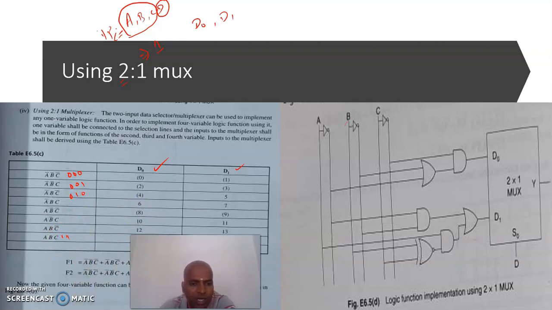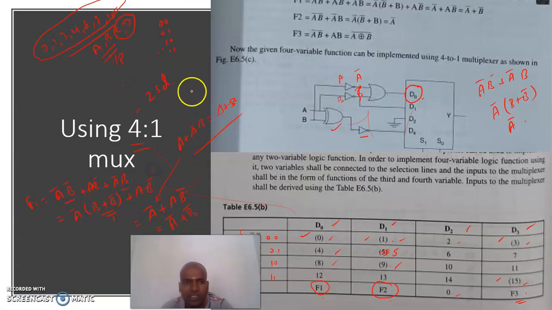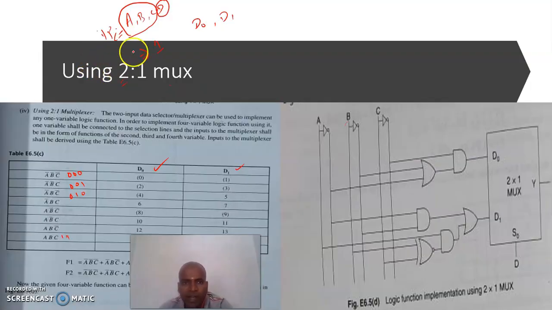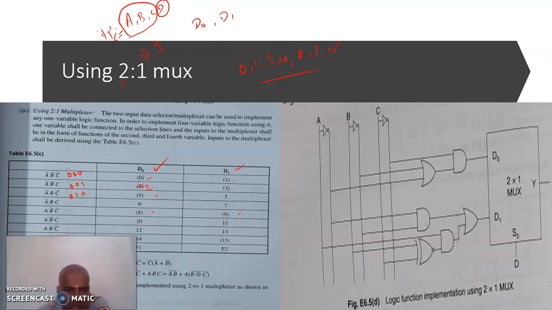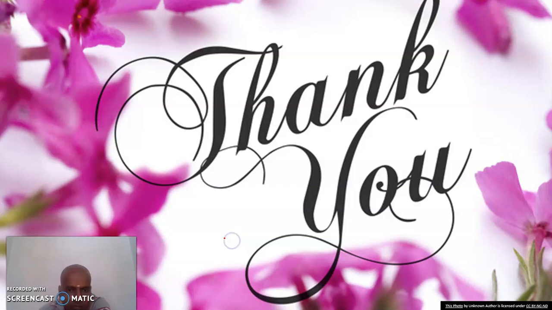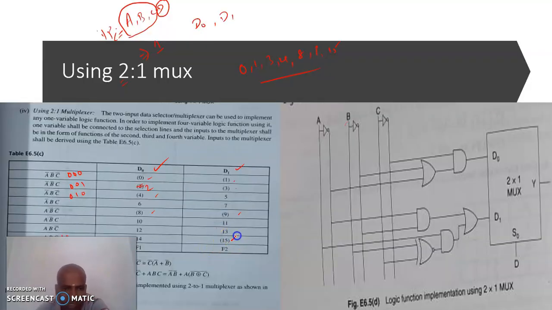Right. So let's mark the numbers from 0 to 15, and as per the given function, which is 0, 1, 3, 4, 8, 9, 15, we need to mark these values inside this table. So 0, 1, 2, 3, 4, 8, 9, and 15 is marked.